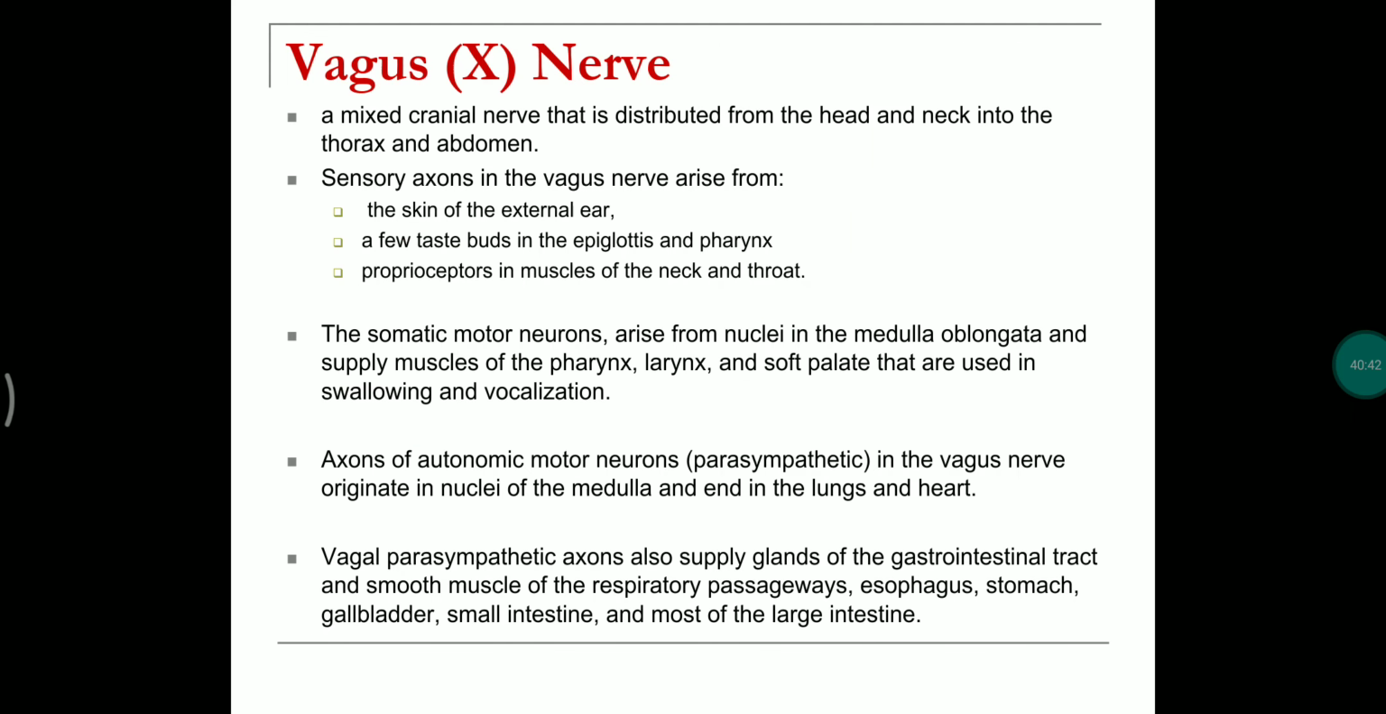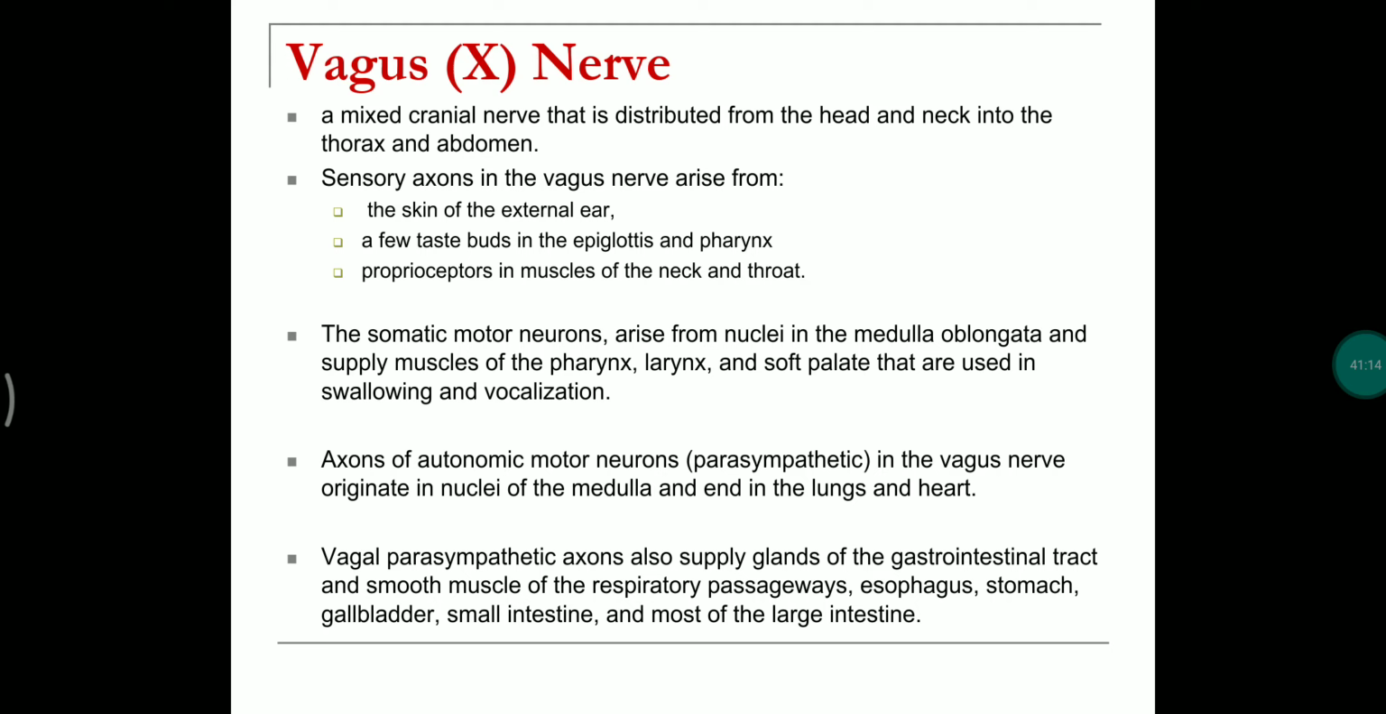The vagus nerve is the 10th cranial nerve, which is the most important cranial nerve, a mixed nerve which consists of somatic and motor neurons. Somatic axons enter the skin of the external ear, a few taste buds, and proprioceptors of the neck and throat muscles. And somatic motor neurons, which arise from the nuclei of the medulla oblongata, enter the pharynx, larynx, and soft palate, which are used in swallowing and vocalization.